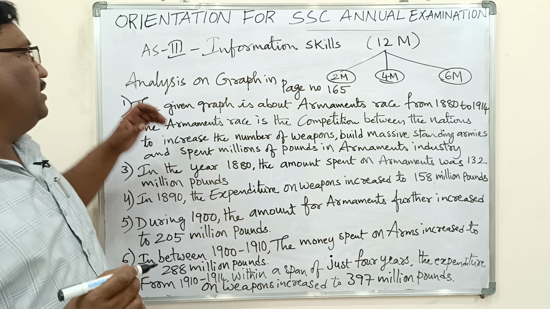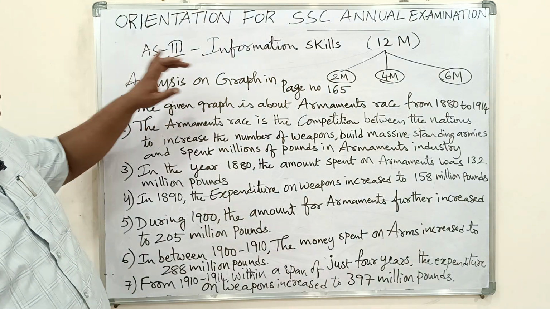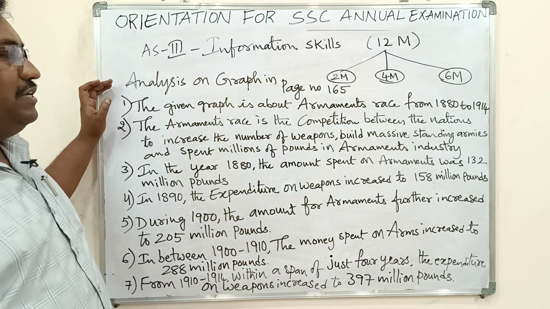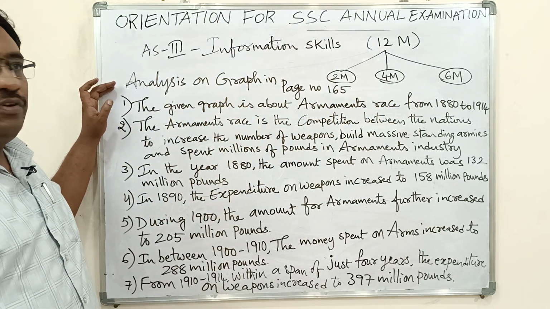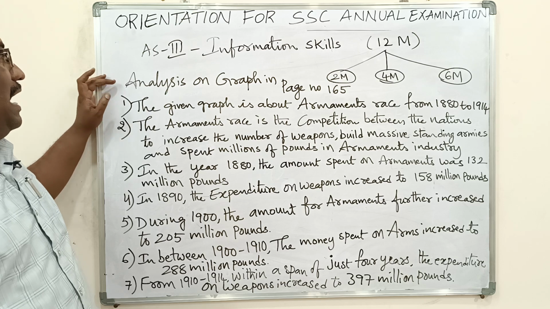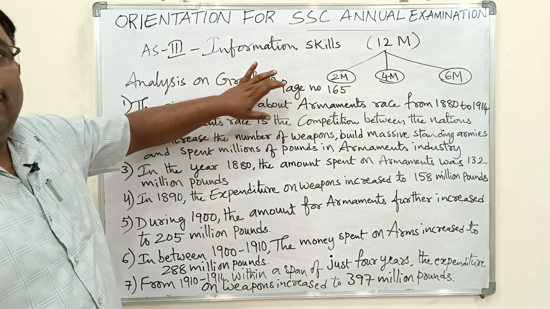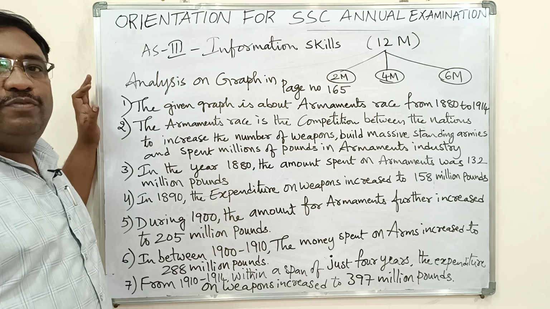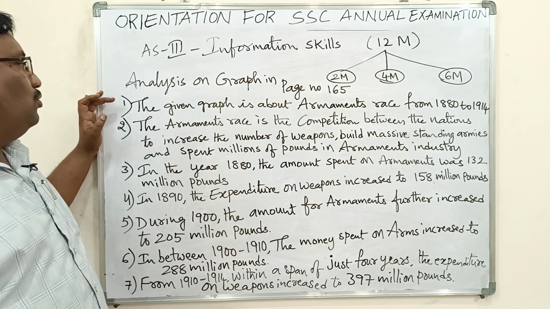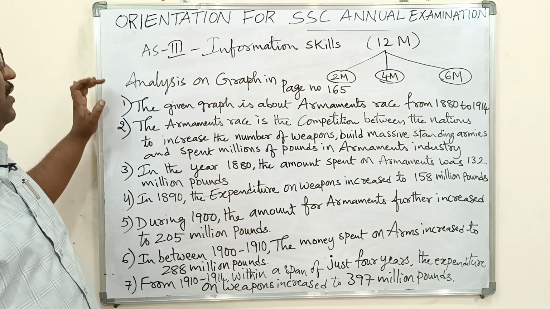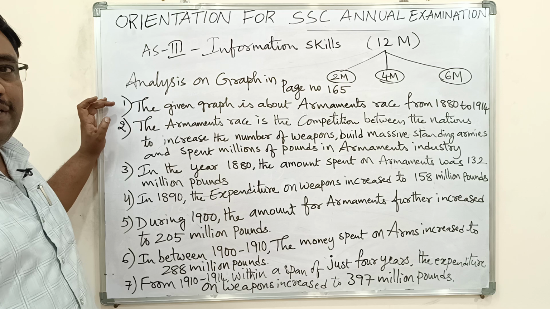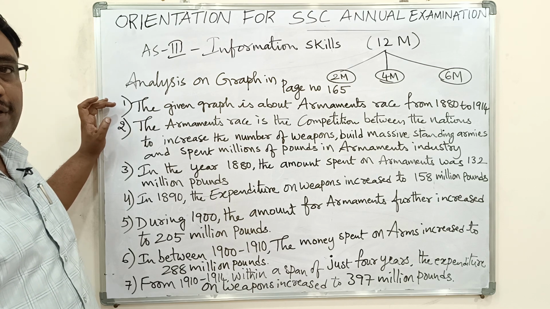Right, students, we are in academic standard 3. For 4 marks or 6 marks, we can expect this type of question. By looking at the previous question paper, I have brought one question, that is analysis of the graph on page number 165. There is a graph on page number 165 regarding the armaments race. I am giving a way to write the analysis, and for more details on how to present the answer, you can consult your subject teacher also.